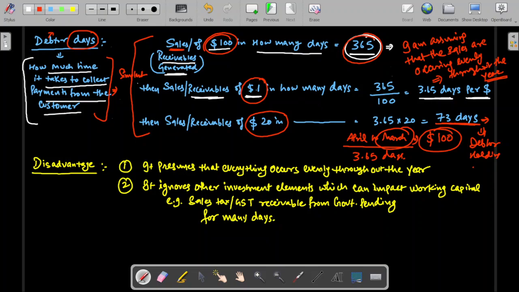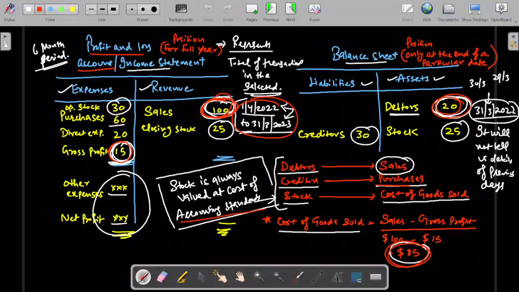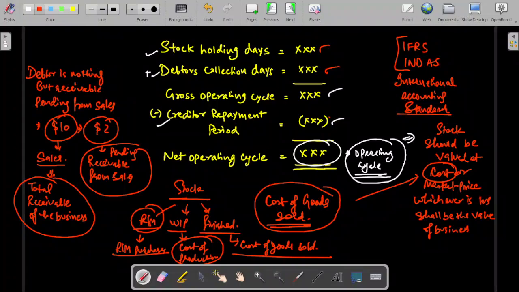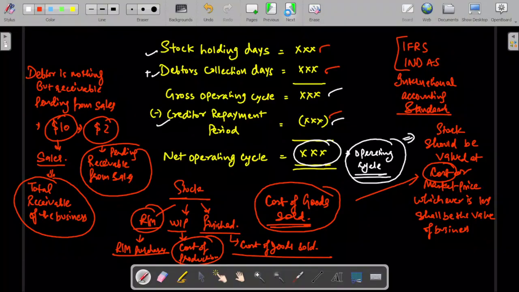So this is the debtor holding period. But you understand how incorrect this is, because I presumed here that the sales are occurring evenly throughout the year. Similar to debtor days, you will also calculate creditor days and stock days. For creditors, you will pick up the purchases figure. For stock, you will pick up the cost of goods sold figure. Then you will put that in the formula and you will get your net operating cycle.